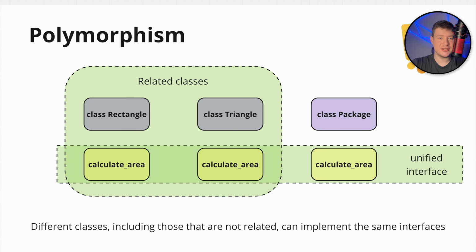So, let's imagine that we have our well-known classes rectangle and triangle, and we have calculate area methods within both of them. But not only rectangle or triangle can calculate area for themselves. Just imagine that according to the business logic of our application, we need to implement a new class package with the same method calculate area. And then we want to use all of these classes within one scope of business logic. So in other words, different classes, including those that are not related, can implement the same interfaces.